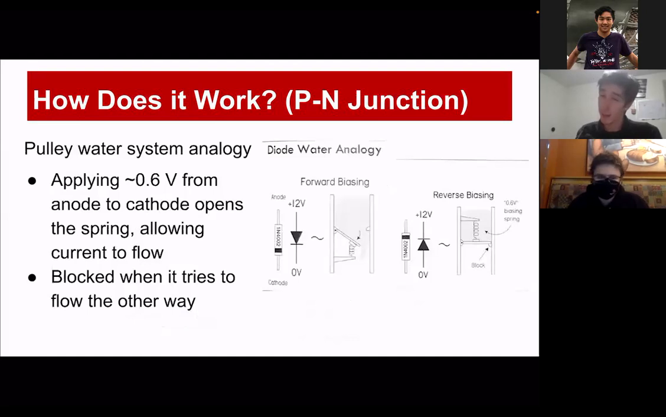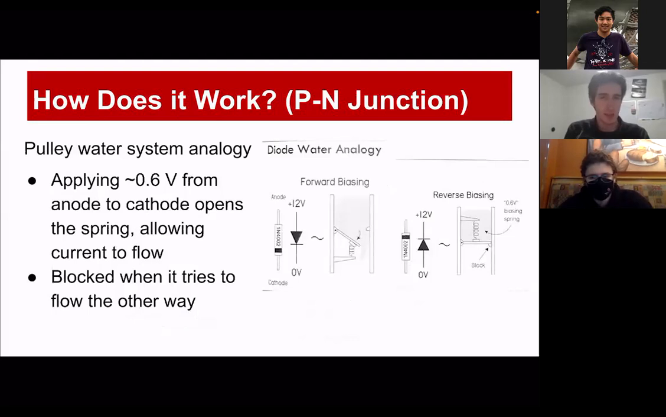A good way of thinking about this is, again, using the pulley water system analogy that we used in the transistor meeting. If we apply a 0.6 volt push to the anode, it opens a kind of spring or gate, allowing current to flow. And when you try to go the other way, there's a block there that stops it from moving.